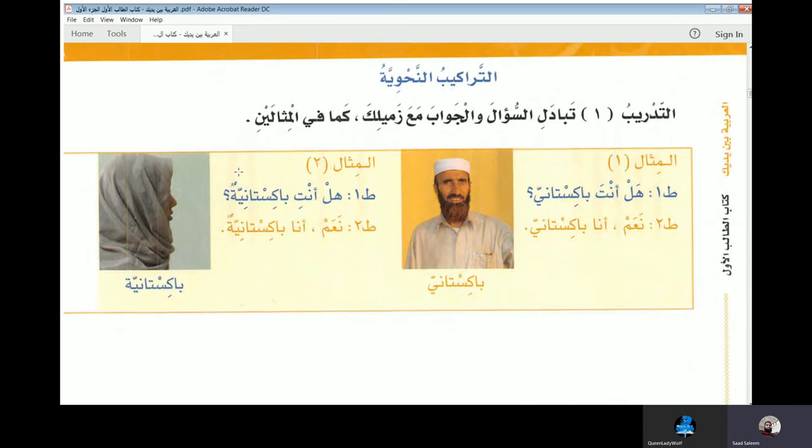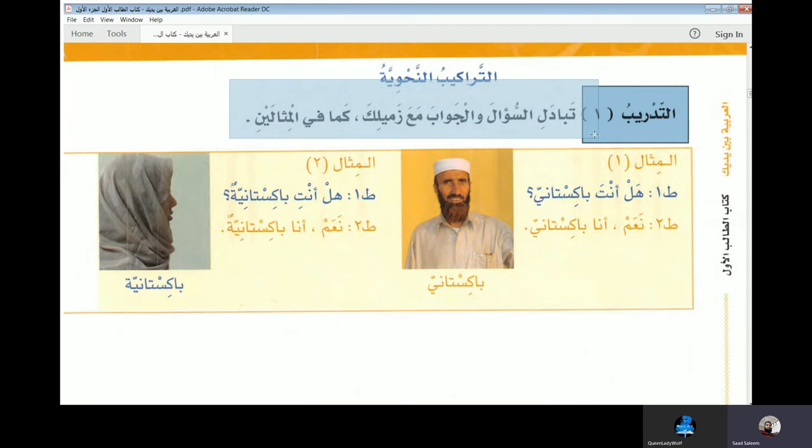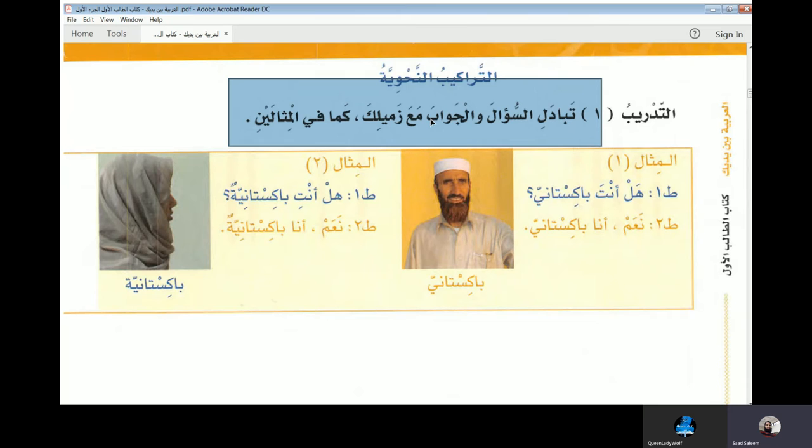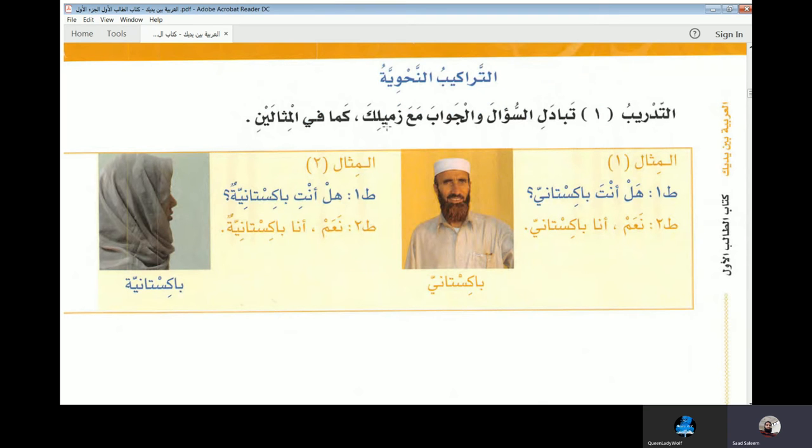Then we have At-Tarakib an-Nahwiyya, grammatical structures. At-Tadrib al-Awwal, first exercise. Exchange the question and answer with your colleague as in the two examples.